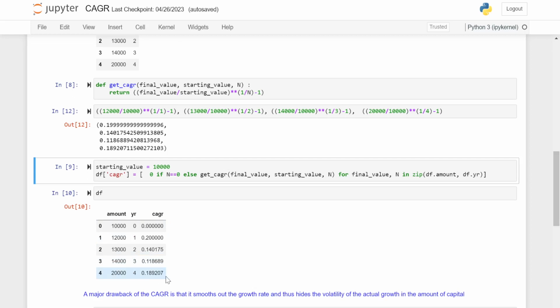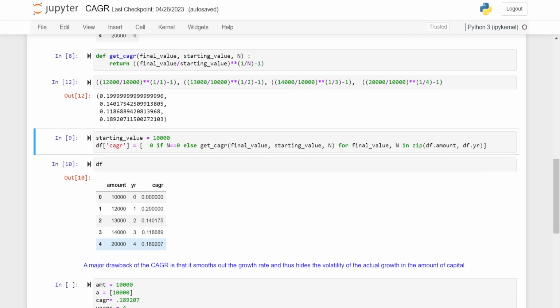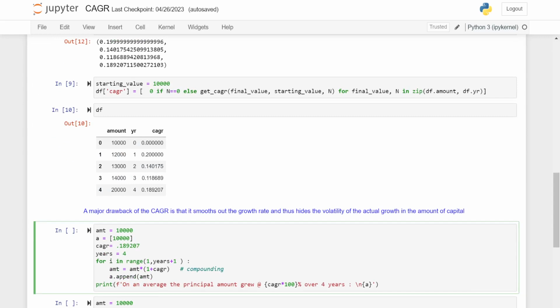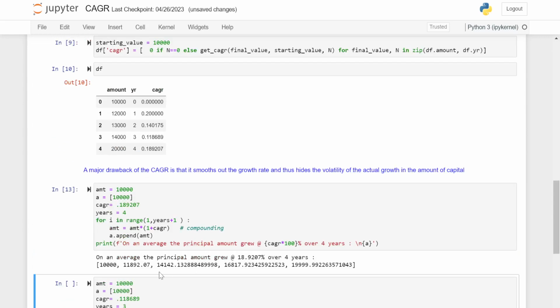But if the average is 18.92, let us calculate this. We will calculate 18.92% right from here to here. So what is happening after 1 year, what is happening after 2 years, and what is happening after 3 years, and what is happening after 4 years, if the rate is considered like this. So let us run this and just see. Look, on an average, the principal amount grew at the rate of 18.92% over 4 years.